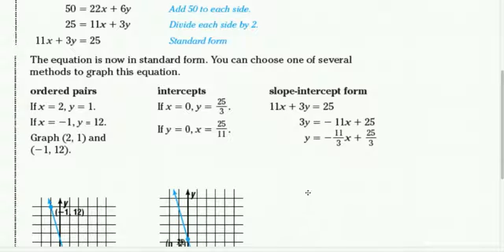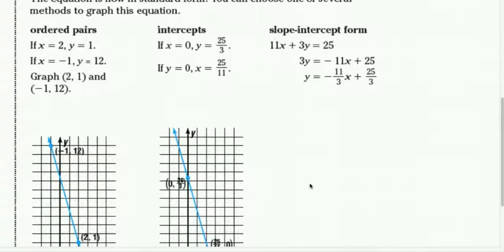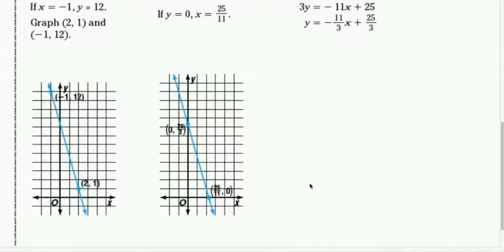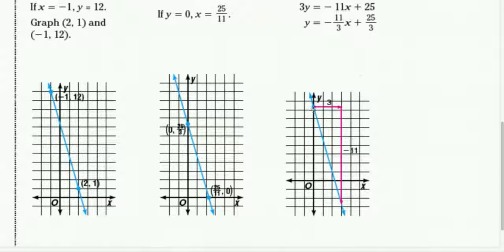Okay, first we graph our y-intercept in slope-intercept form. That's the first step. We always graph our y-intercept first. Okay, that's our 25 over 3. And then we use our slope, rise over run, negative 11 over 3. So positive 3, negative 11. So you have a positive run of 3, 1, 2, 3, and a negative rise of negative 11. Connect those 2 points. There you have your line.